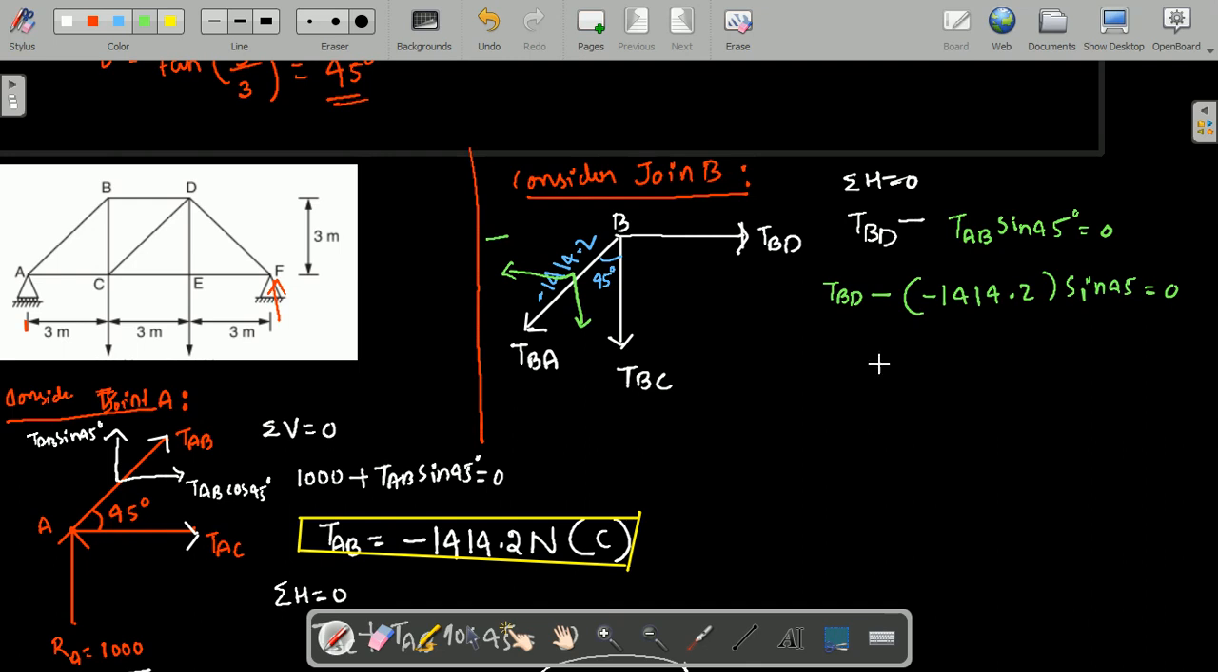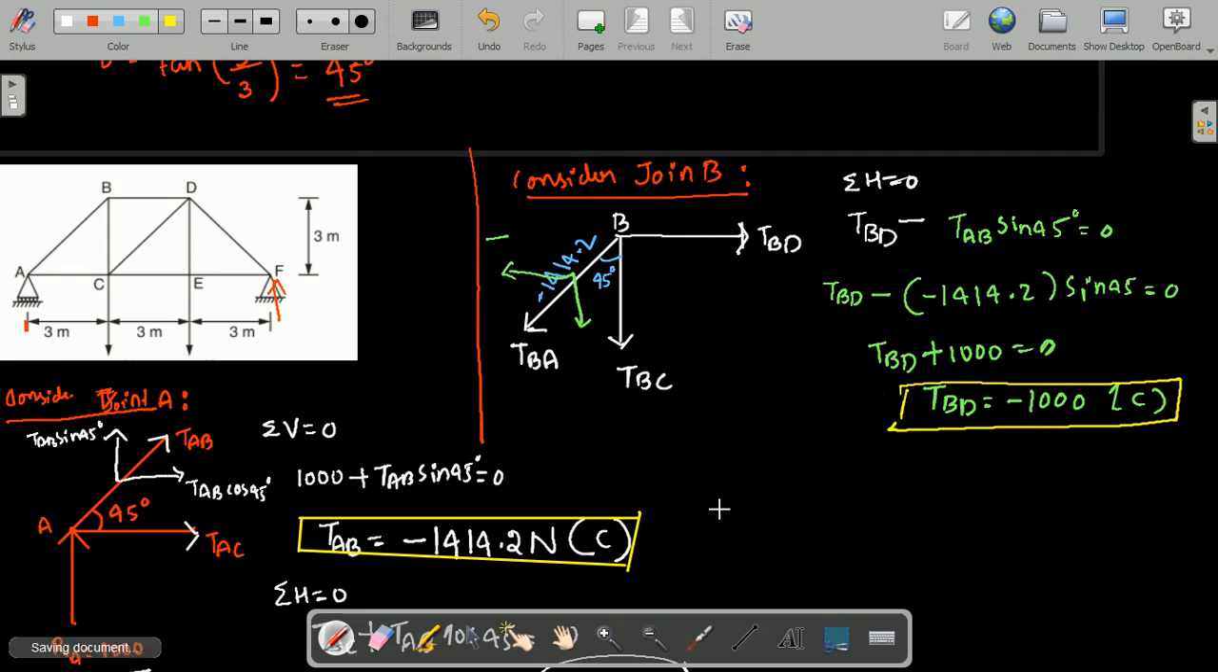So by simplifying this, I am getting the value of TBD plus 1000 is equal to 0. If you are taking that outside, TBD is equal to minus 1000. It indicates that our member is in compression. So we have obtained the value of TBD, but that is in compression. So TBD is over.